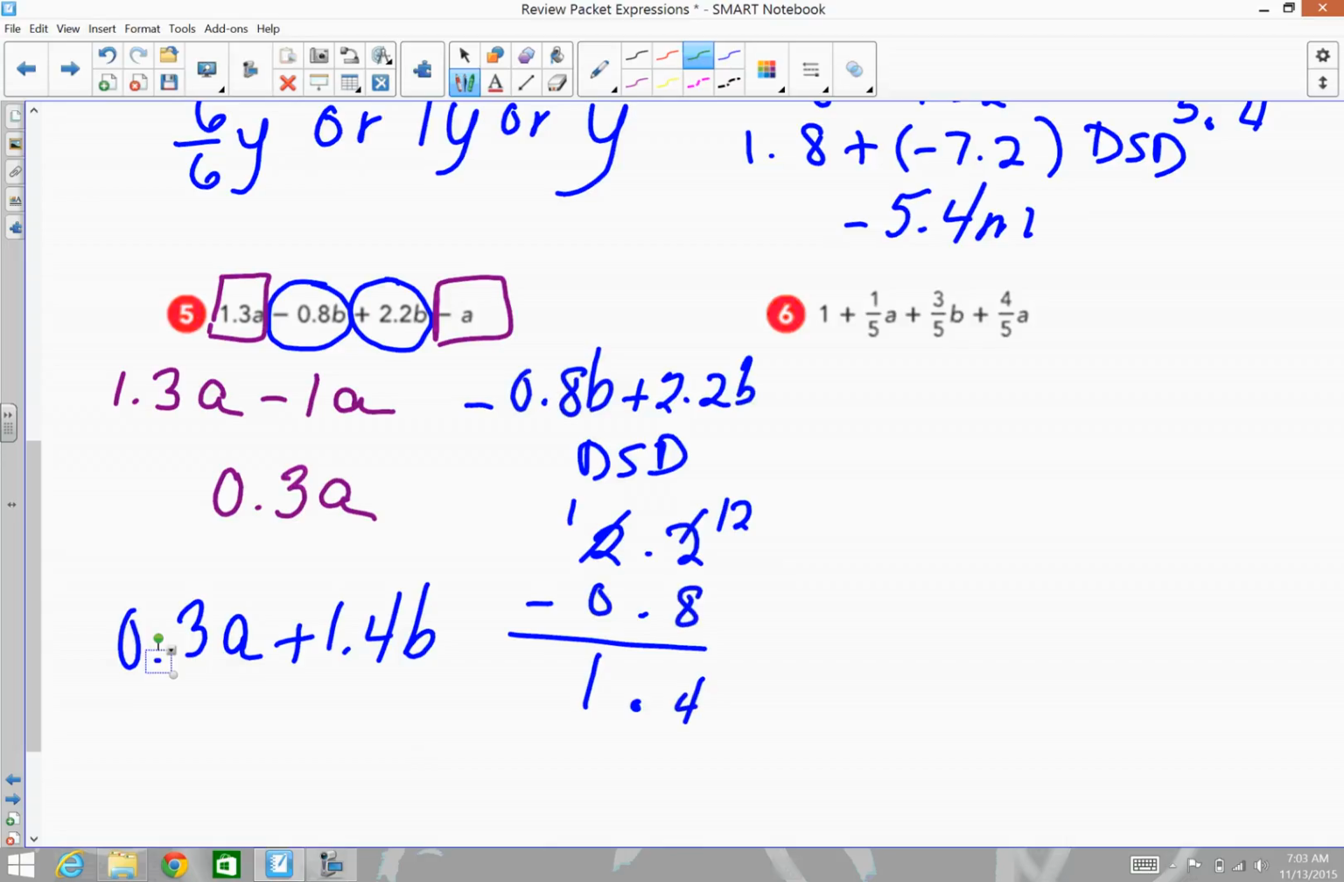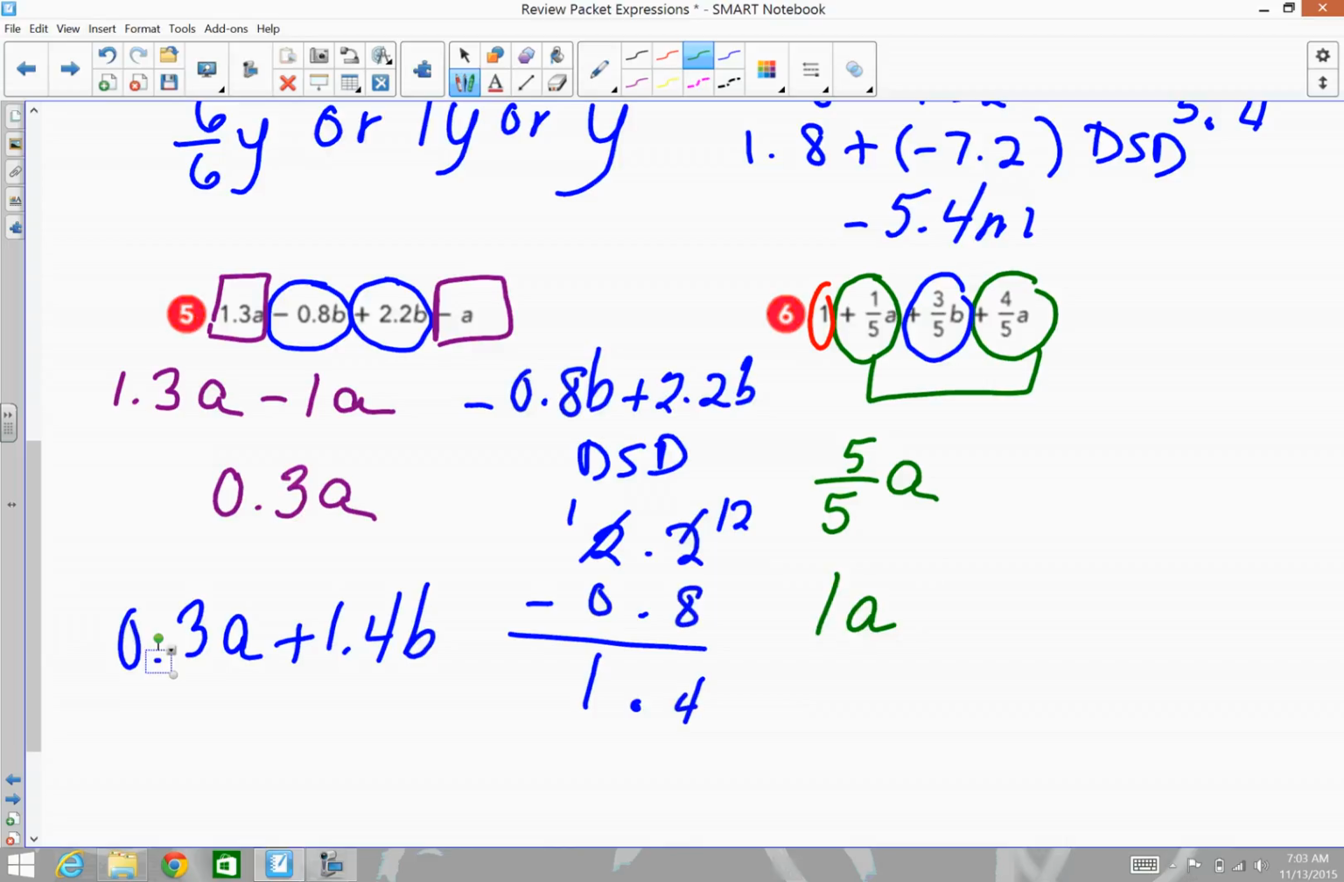Okay, next question. We can combine the A's. The B stands alone, and so does our constant. So we're just going to focus on 1/5 A plus 4/5 A, which is 5/5 A, which is the same as just 1A, plus 3/5 B plus 1. Go ahead and check and correct your packet, and we'll move on to the next section.